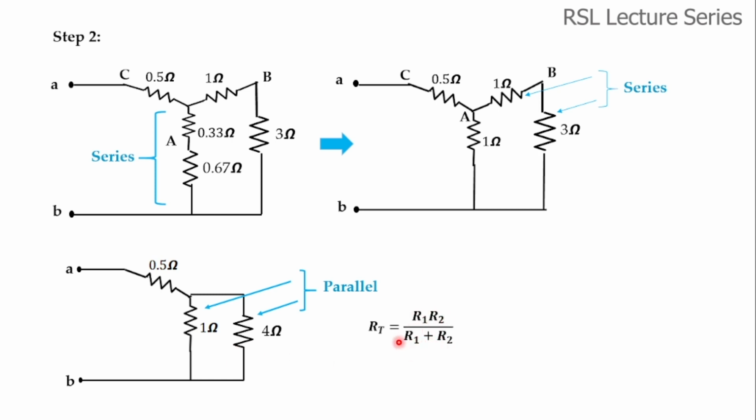This is the formula for finding out the total resistance in a parallel circuit. So now we can find out the value. 1 into 4 divided by 1 plus 4, that is equal to 4 by 5 or 0.8. So these two resistors are converted into a single equivalent of 0.8 ohms.